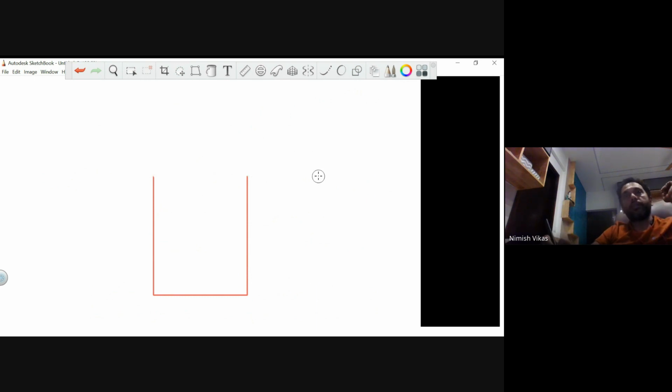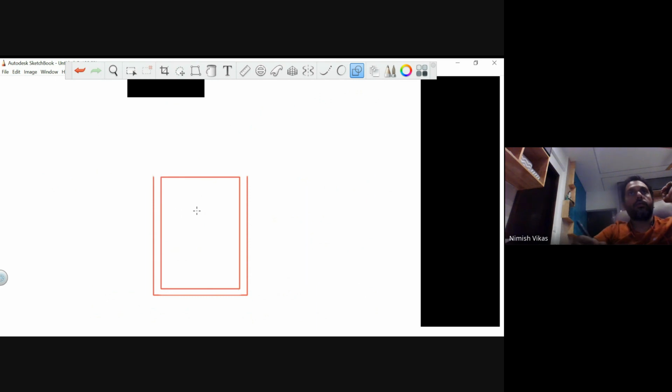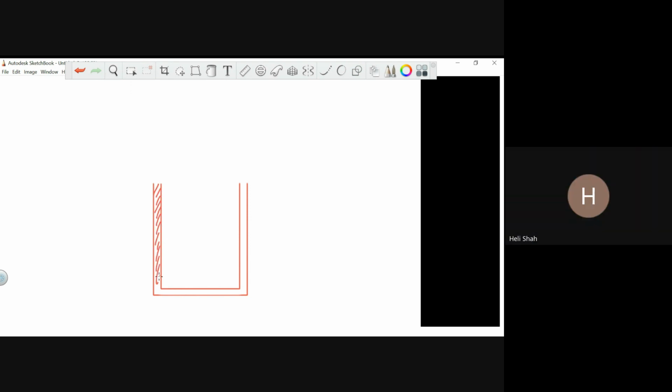Okay, this is a copper vessel. I will make a little thick one. Okay, so this is your copper vessel. Get the point? Yes, sir.